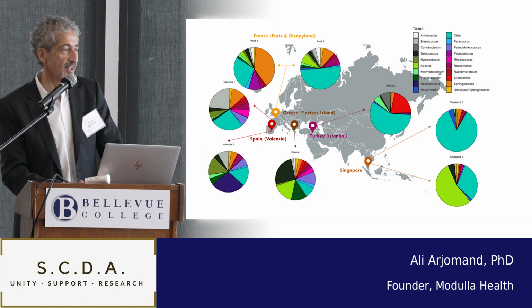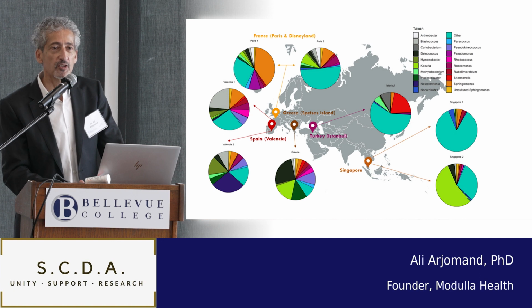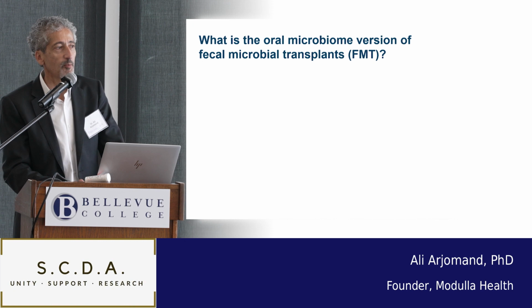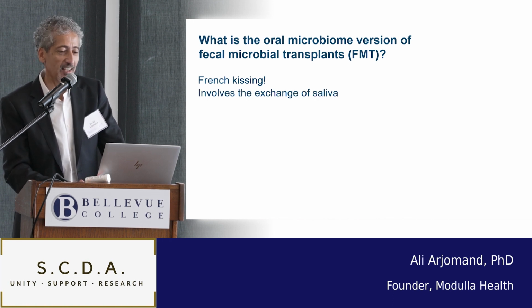So getting to the end, but what else can you do that shifts the oral ecology? Well, if you had UC or wanted to change the ecology of the colon, what's the fastest way to do it? Fecal microbial transplants, right? So what's the oral microbiome version of FMT? French kissing. That's right. It involves exchange of saliva, and it can transfer bacteria from one person to another.